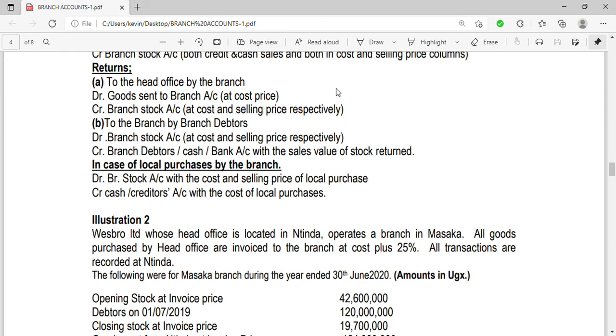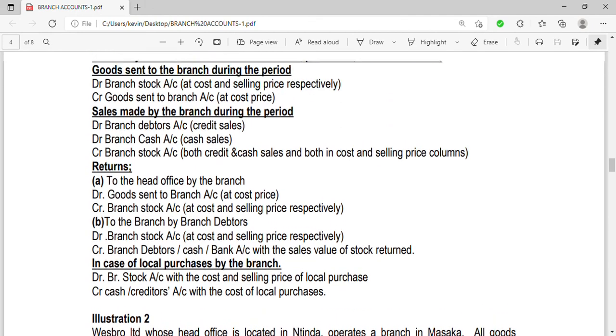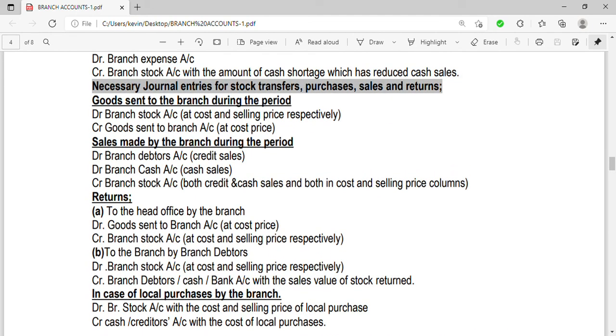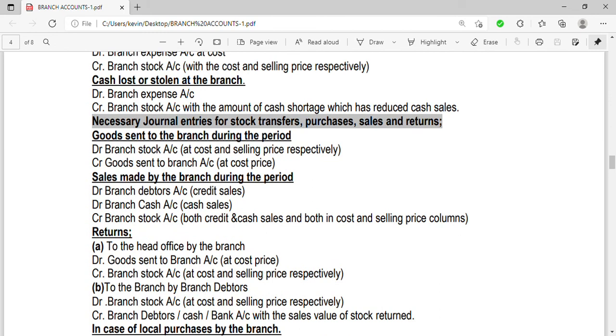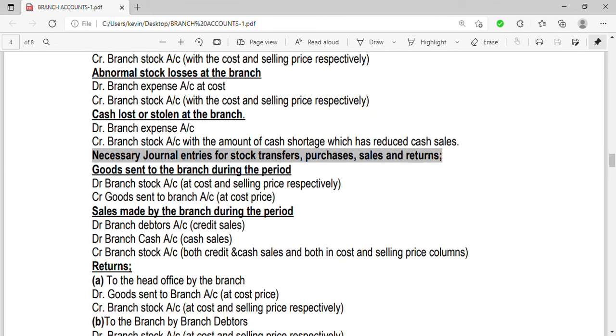And that was all about centrally controlled branches. We shall have an example in some other video.